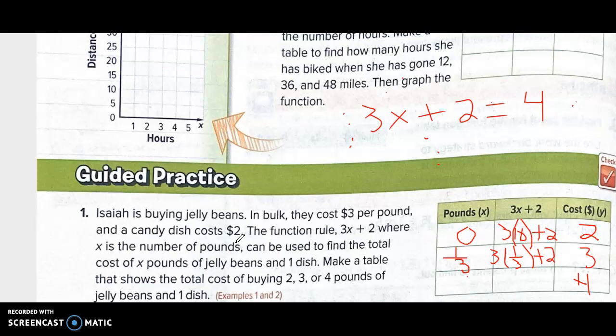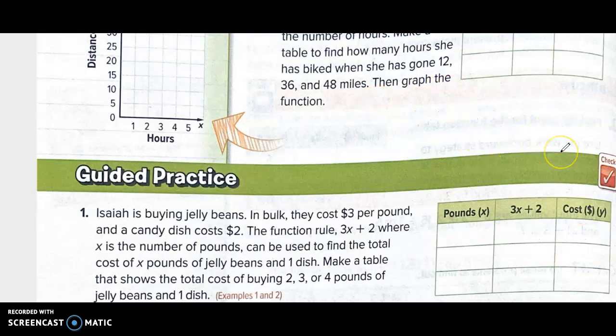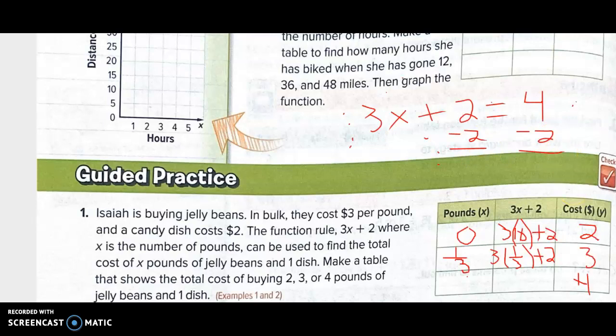All right, so let's work through this. First thing that you should do here is subtract your 2 from this side, and we're going to do it to the other side too. So we are left with 3x equals 2. These 2 are going to cancel out, and 4 minus 2, you're going to get 2. So we're left with 3x equals 2.